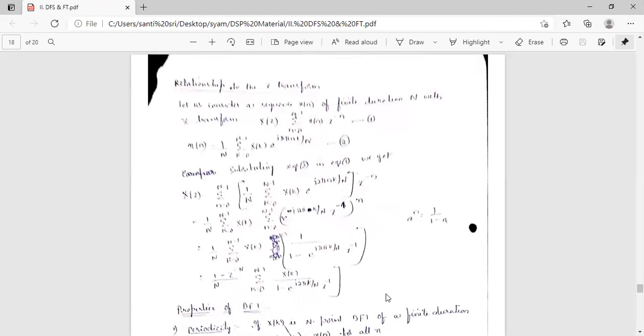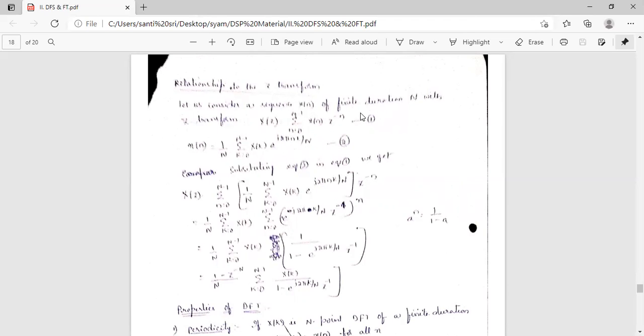Now, the relationship to the Z transform. Let us consider the sequence x of n of finite duration n with Z transform, that is x of z equal to sigma n equal to 0 to n minus 1 x of n into z power minus n. Okay. But x of n is equal to 1 by n sigma k equal to 0 to n minus 1 x of k e power j 2 pi n k by n. That is equation number 2.